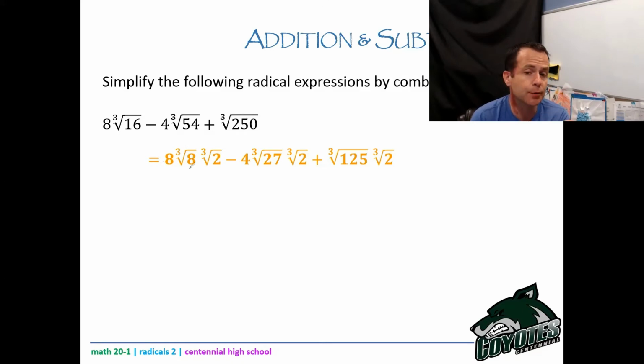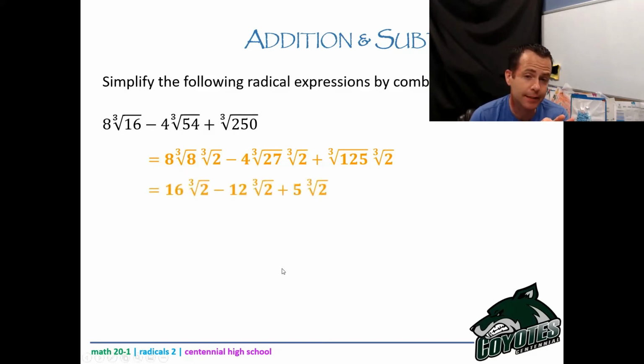Okay, so the cube root of 8 is 2. So now I'm going to get 2 times 8, so that'll be 16. The cube root of 27 is 3. So now I'm going to get 3 times 4, so that'll be minus 12. And the cube root of 125 is 5. Okay, so that's where I'm left off here.